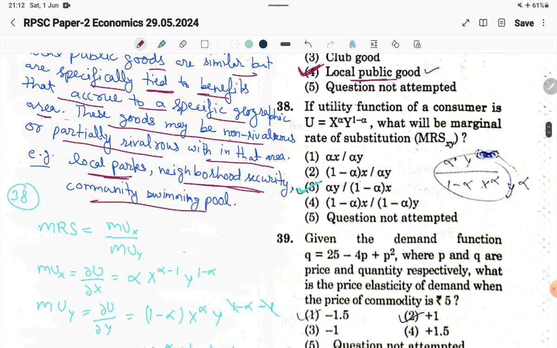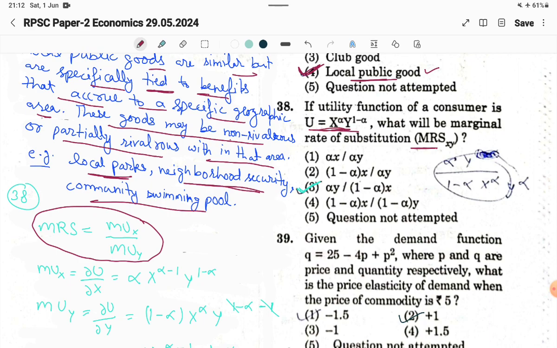Now the next question, 38. If the utility function of a consumer is u equal to x^alpha y^(1 minus alpha), what will be the marginal rate of substitution of xy? So the marginal rate of substitution is equal to the marginal utility of x divided by the marginal utility of y.